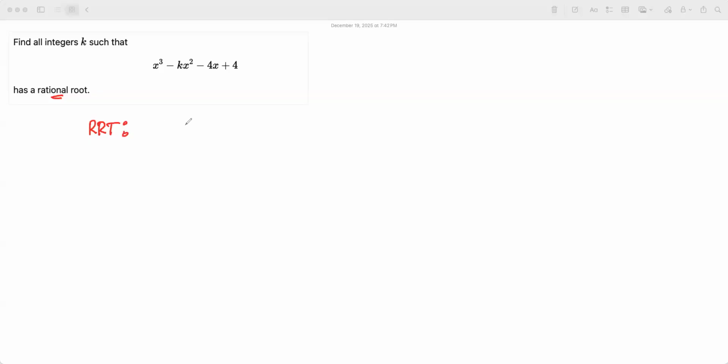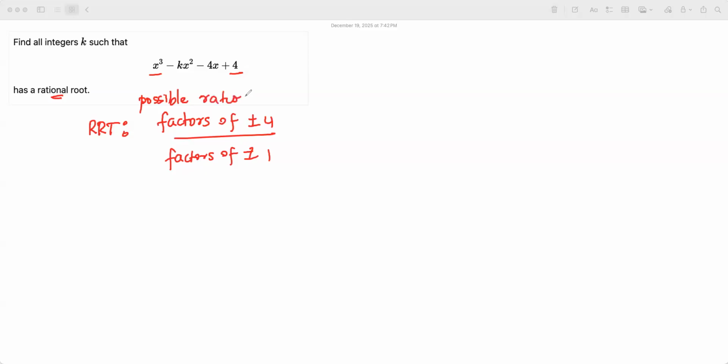Factors of plus or minus 4 divide by factors of plus or minus 1, plus or minus 4 by plus or minus 1. These are the possible rational roots. That's what the rational root theorem says. Further than this, can you think and tell me what we can do? They're asking to find k. K value we need to find. We have to form some equations.